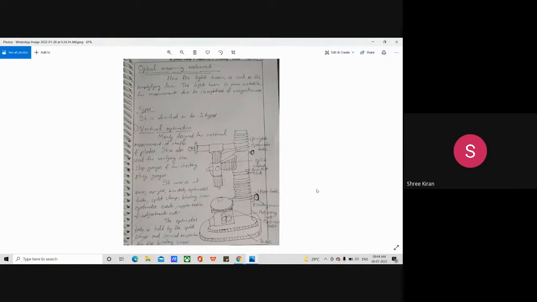Gaugings are mainly inspection tools. So we have completed all this and wound up the topic yesterday. Hope you remember. Right, Rahul?